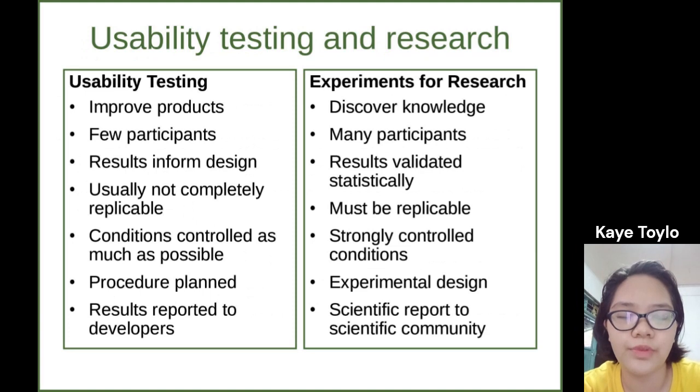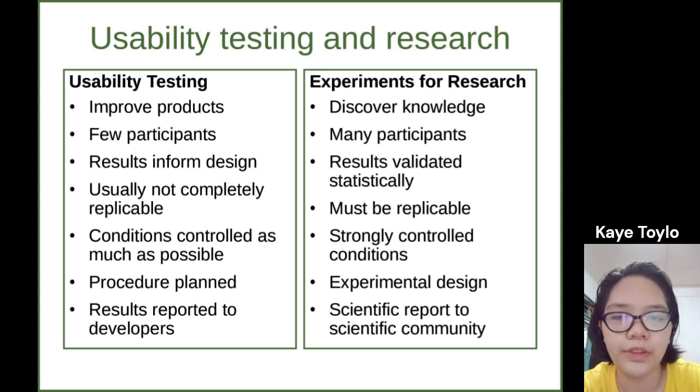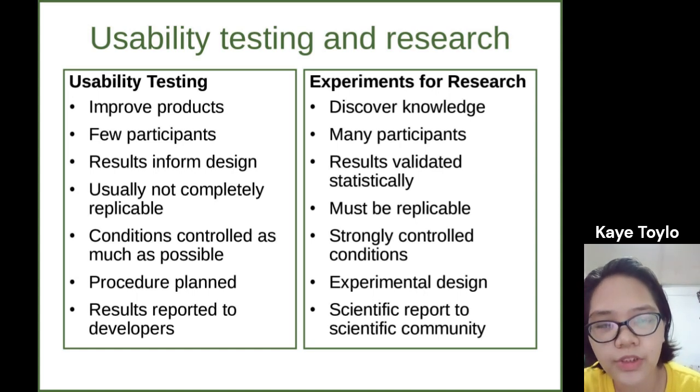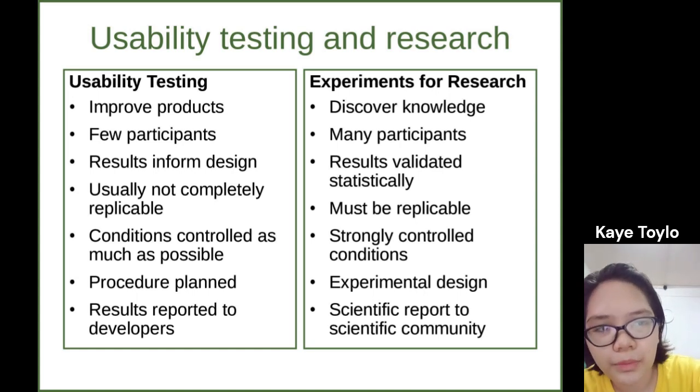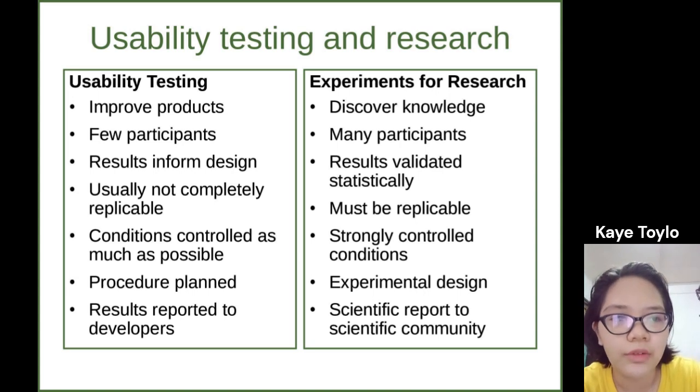What is the difference between usability testing and research? Usability testing is to improve products with a few participants, and results are informed design, and usually not completely replicable, with conditions controlled as much as possible, and procedures planned, and the results are reported to developers. Experiments for research are to discover knowledge with many participants, and results are validated statistically, must be replicable, and have strongly controlled conditions. It has an experimental design and a scientific report to the scientific community.